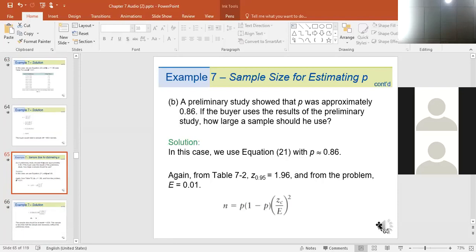So second part, a preliminary study showed that P was approximately 0.86. If the buyer uses the results of the preliminary study, how large a sample should he use? The preliminary study shows that P equals 0.86. So P equals 0.86. What should be Q? 0.14. So PQ equals 0.86 times 0.14.